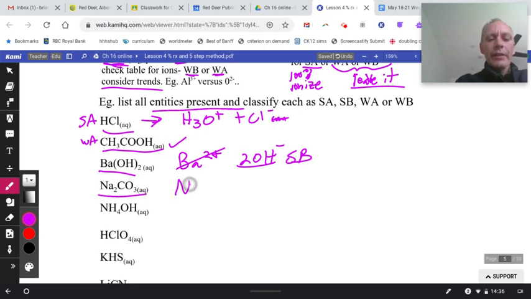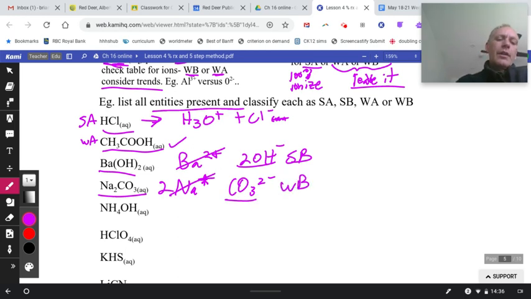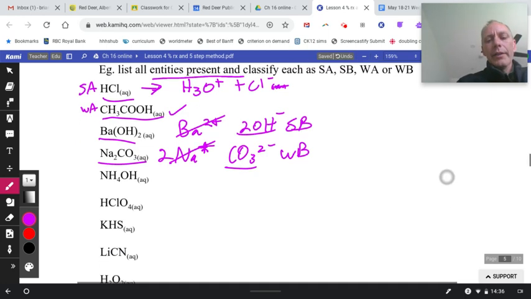Na2CO3, ionic, dissociate it. 2 Na plus and a CO3 2 minus. You go searching. That one's a spectator. CO3 2 minus is a weak base. This is in washing soda, in case you're interested.